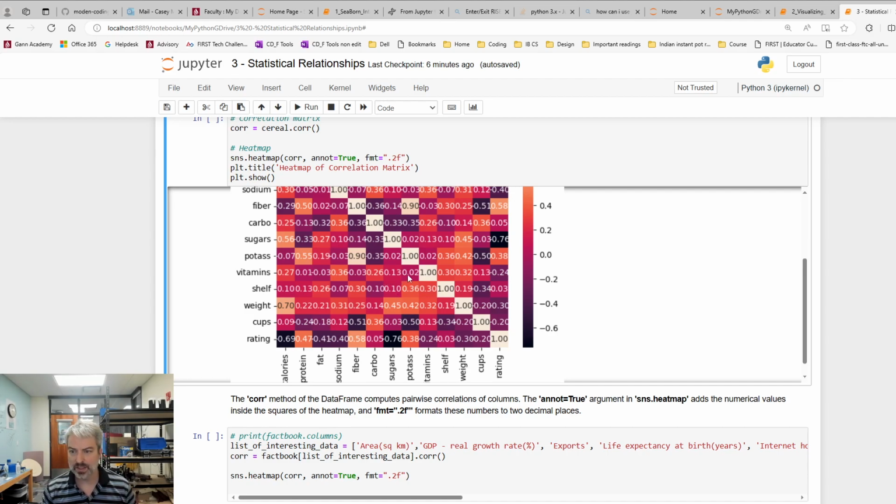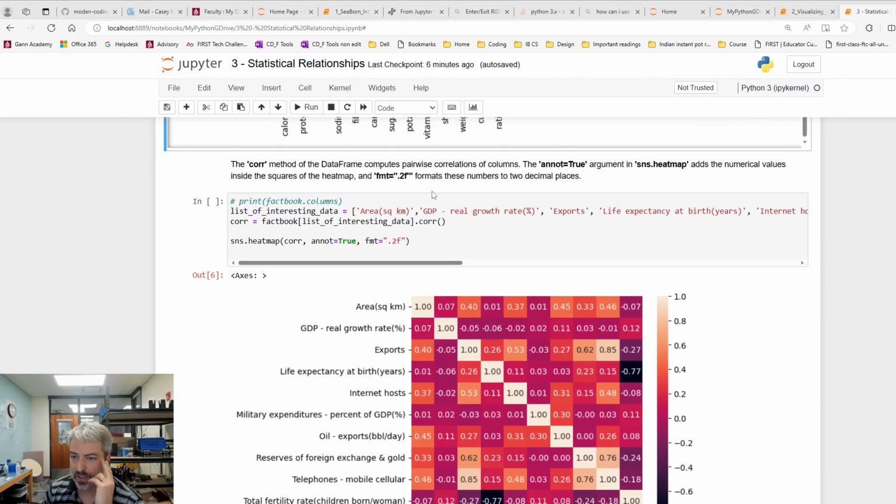We can also find interesting things when there isn't a correlation, like between vitamins and potassium, which is kind of interesting. You'd think if it's healthy in one way, it might be healthy in another. And then down here, I'm looking at different correlations. Actually, I narrowed this down a little bit.